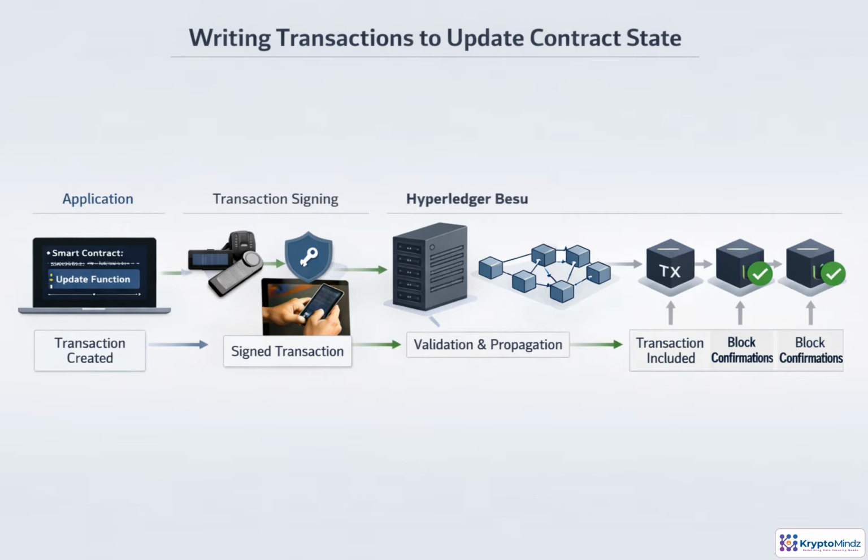Updating contract state starts with the application, building a transaction from the contract ABI, the target function, and its inputs. That transaction must be signed by an authorized account, either locally or through a signing service. The signed payload is submitted to Besu, commonly with eth_sendRawTransaction. Besu validates it, shares it with peers, and includes it through consensus. The application then tracks the transaction hash and waits for eth_getTransactionReceipt, plus any required confirmations.